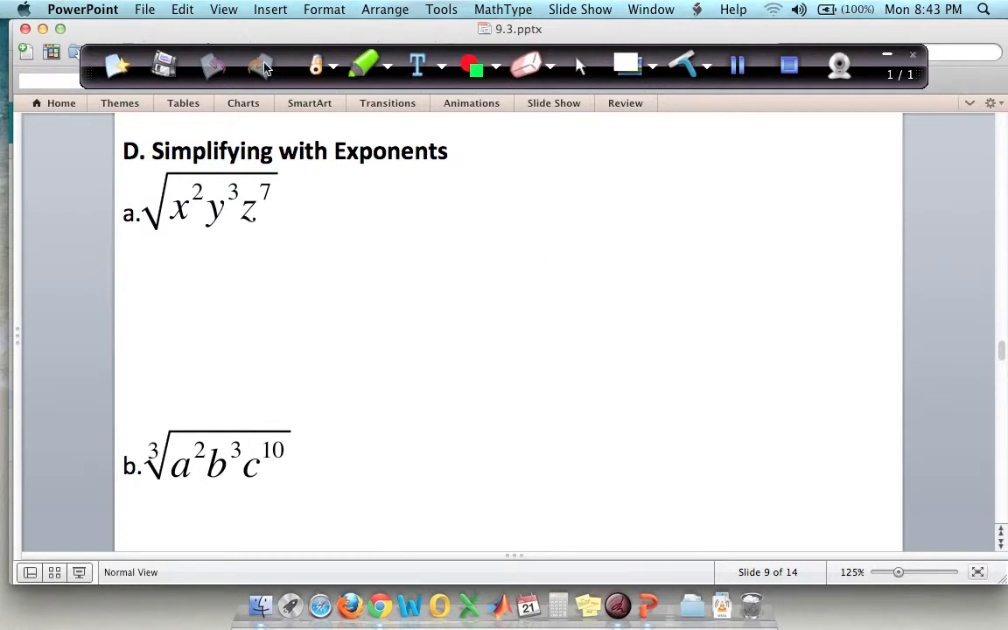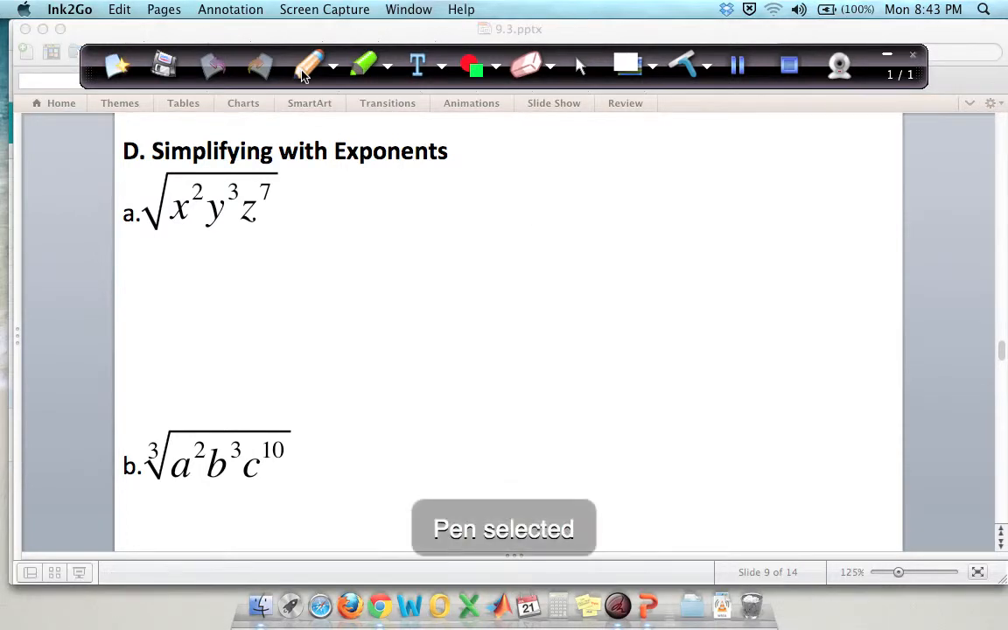Okay, now let's talk about simplifying with exponents when you have a remainder. So before, when we were simplifying, everything divided perfectly, but in this case it's not going to happen. So remember, our index is 2 when it's not written, and I'm going to divide 2 into these exponents, and I can see right away 2 is not going to divide into 3 and 7 evenly. So first of all, I'm going to draw a square root symbol here, or a radical sign, because I know that I'm going to have some leftover, or some remainder.